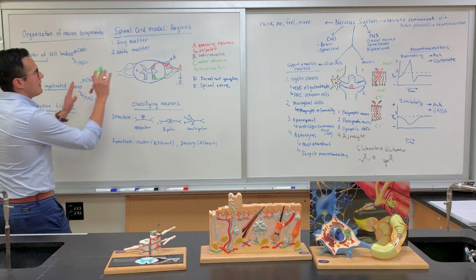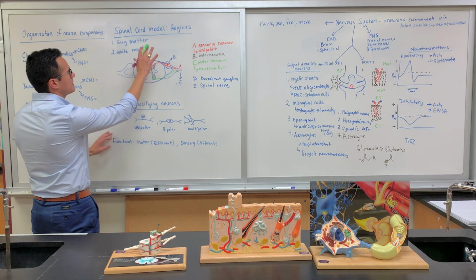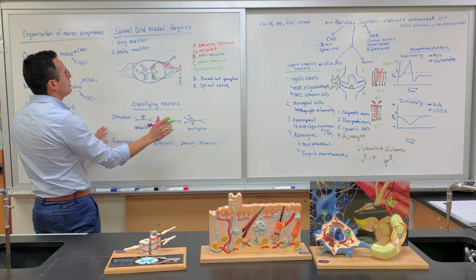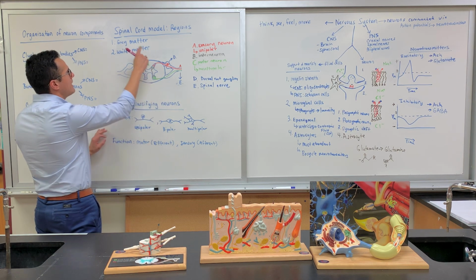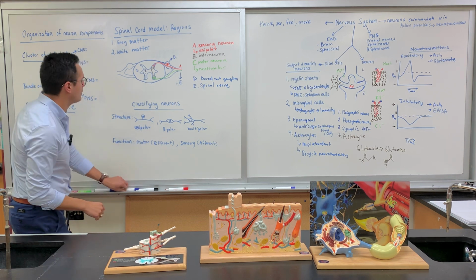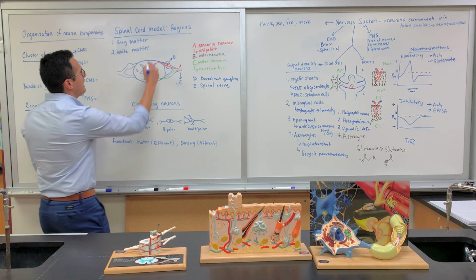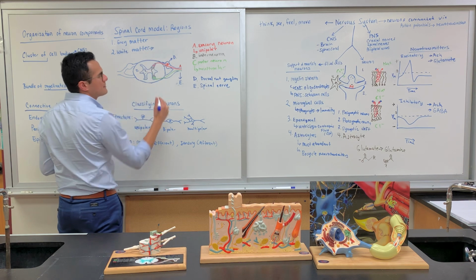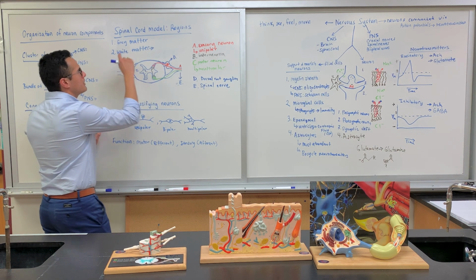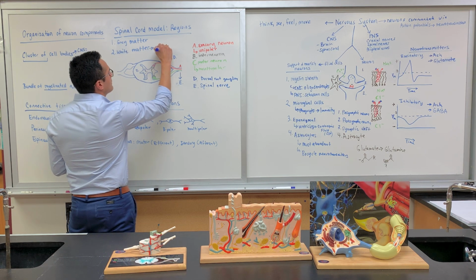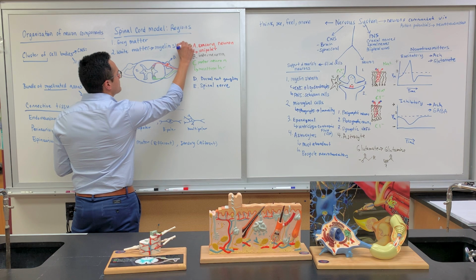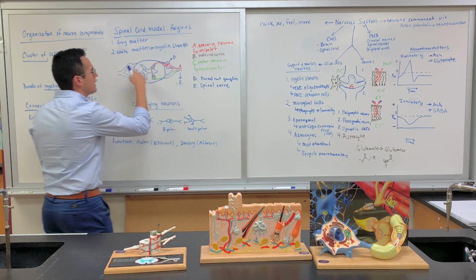So now that we understand the spinal cord model, the regions, and how to classify, I also want to discuss with you, why is it that gray matter is gray and white matter is white? Well, I've already mentioned that the myelin is what wraps around the axon. And so within the white matter, this fatty substance, the myelin sheath, that's what gives the spinal cord that white color.